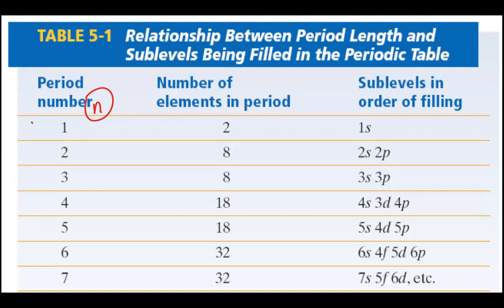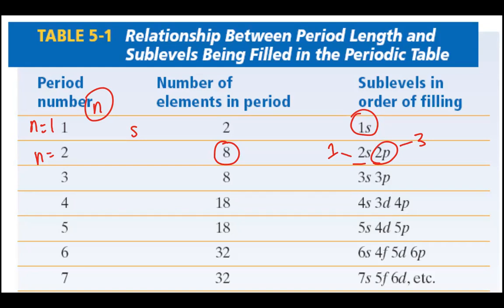So for n equals 1, we have only one orbital, which is s, which you see here. Remember, each orbital can hold a maximum of 2 electrons. For n equals 2, there are 8 elements in the period because we have both s and p orbitals. There's one s orbital, but there are 3 p orbitals. The one s orbital can hold 2 electrons, and the 3 p orbitals can hold 6, for a total of 8.